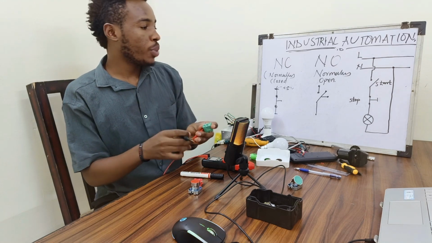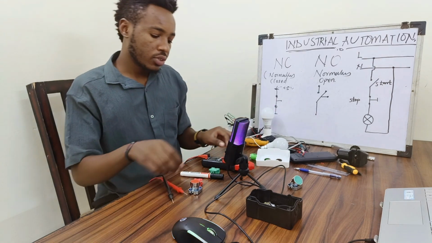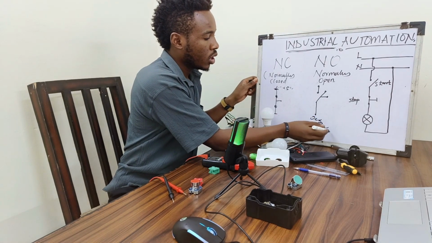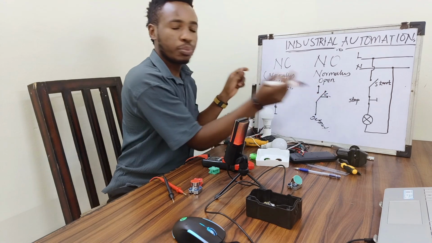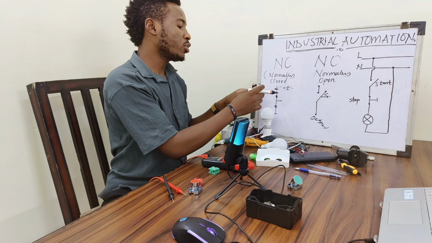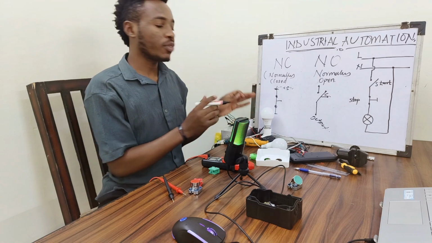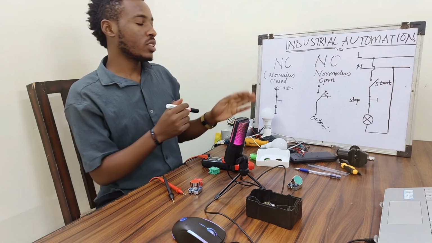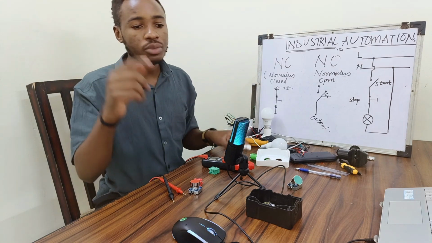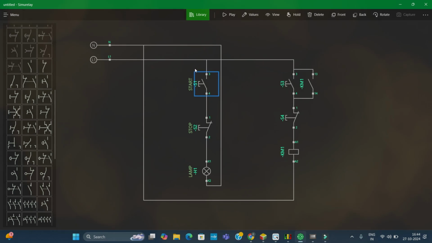With the normally open, I get my output when I close it, when I push with force. And with the normally closed, I get my output even before I apply the force. In the normally closed, once I press, I break the circuit. This is what I'm trying to illustrate. This is the circuit that I was having on the board.